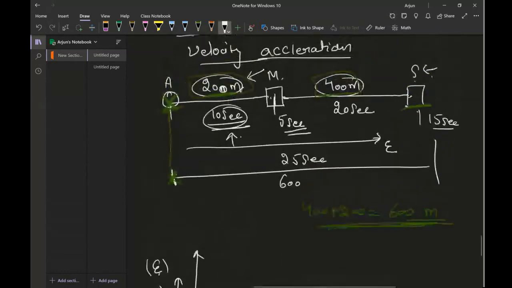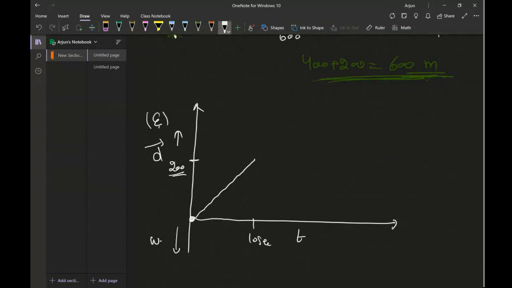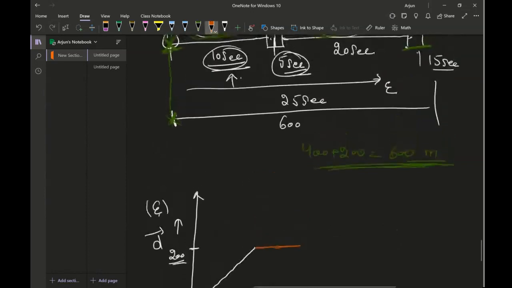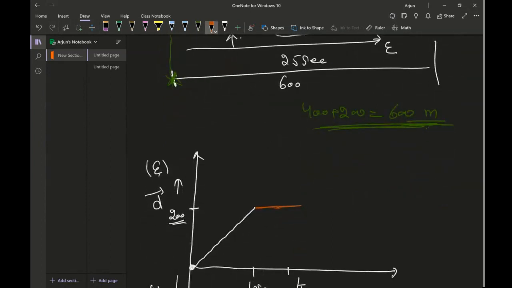Then he stopped at McDonald's for the next 5 seconds. So this is 10 seconds. For the next 5 seconds, let's say that point is here. He is at McDonald's. So this will be a horizontal line. Then again, he started going towards his school. If he's going towards his school and consuming a certain amount of time, it will again be a slant line like this. It's looking a little curvy, but it should be a straight line like this.